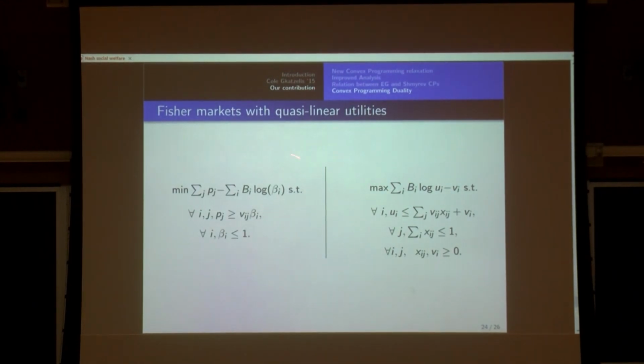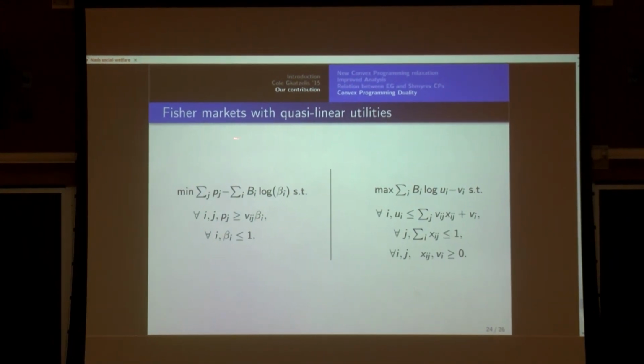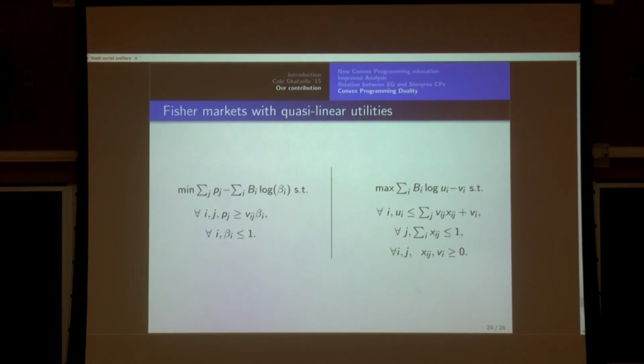And this also gives us new convex programs. So for instance, if you have quasi-linear utilities, this means you have utility for money. Then earlier it was not known how to write a convex program for that, but using this technique, it makes it very easy to find these convex programs.